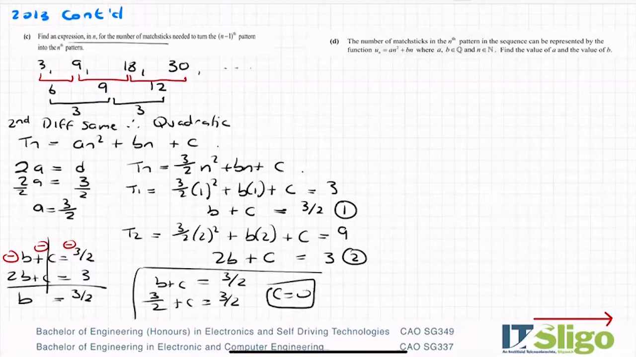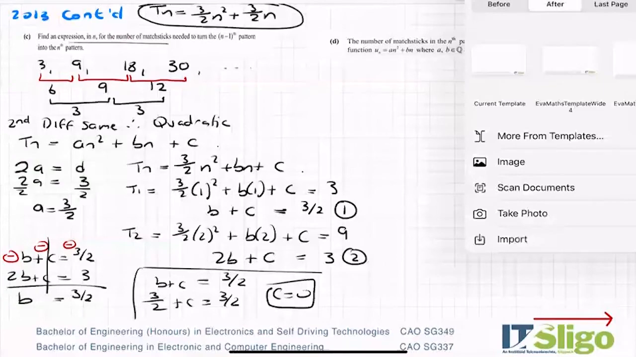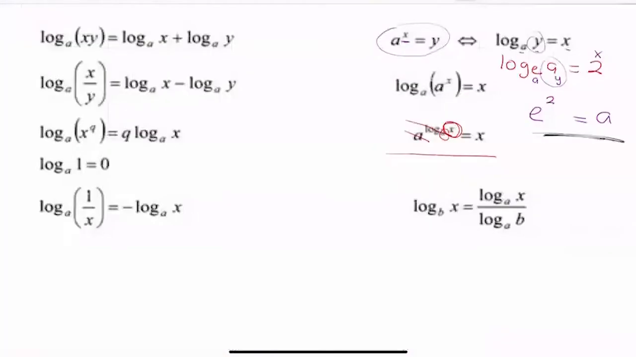Okay, so my expression then, if I could write it up here, Tn for this one is equal to 3 over 2 n squared plus, what was my b? 3 over 2 n plus c, and my c was 0. So that's an expression for Tn. Okay, now watch the question. It didn't ask you for an expression for Tn. It asked you for an expression for the number of matchsticks needed to turn the (n minus 1)th pattern into the nth pattern. Okay, so let me add in a page.